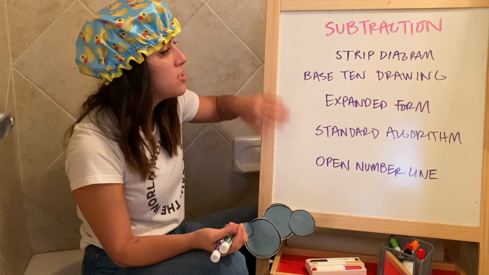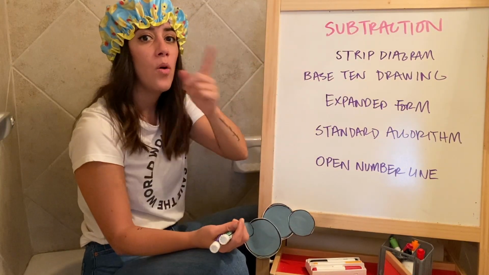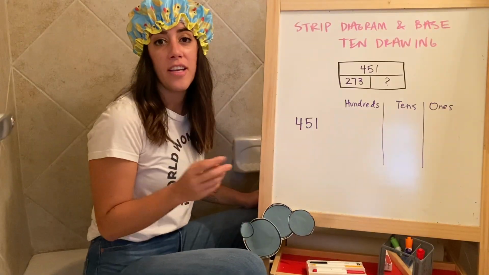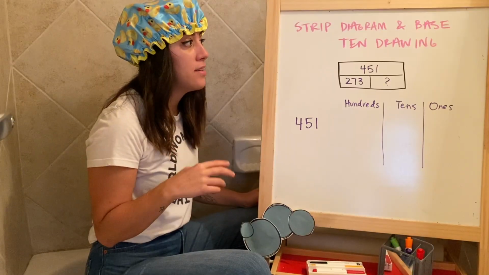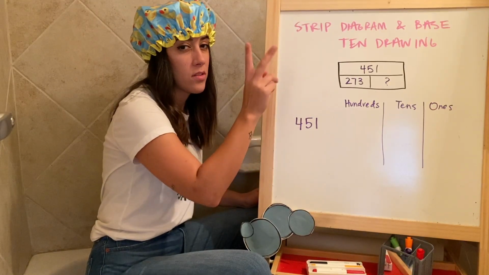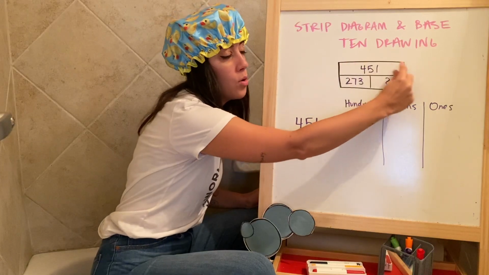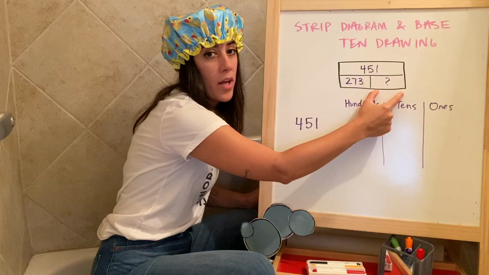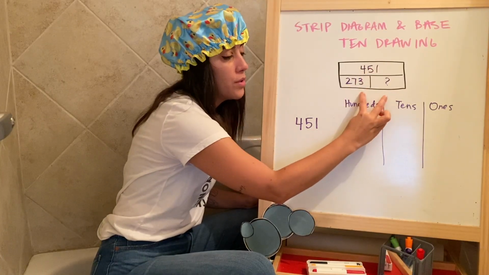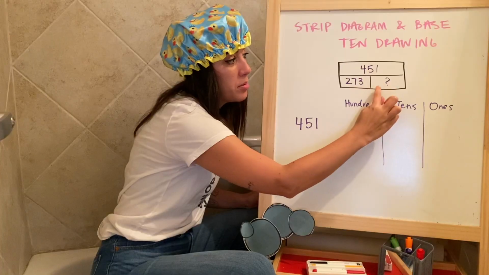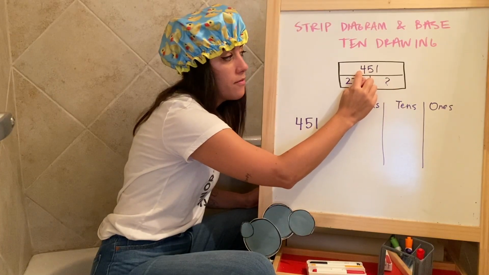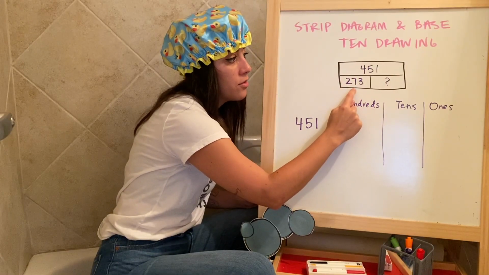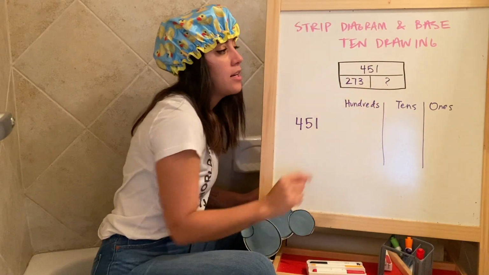Okay, so let's go ahead and jump into, again, strip diagram and base 10 drawing with a different problem. And then we'll work our way down from there, okay? All right, so subtraction, strip diagram, and base 10 drawing. Strip diagram just looks a little differently. You're putting the total number at the top, and because we're subtracting a number, you're trying to find what other number would add to make that total, right? So if we did it backwards, 273 plus something equals 451. 451 minus 273 equals something, right? So we're looking for that number.